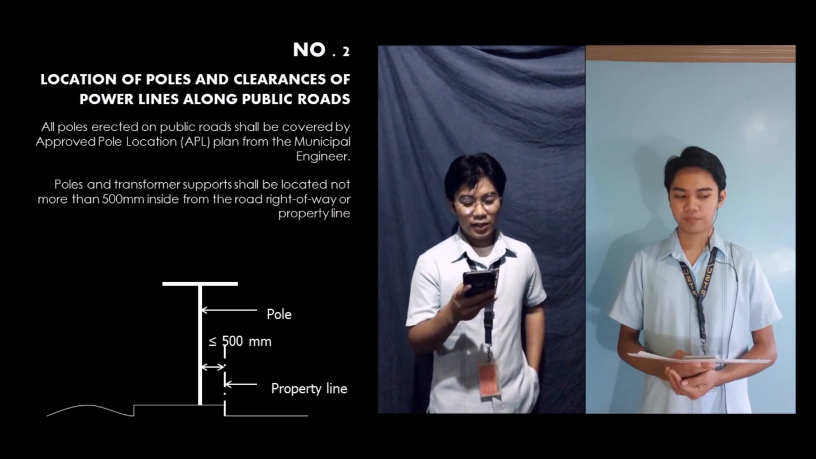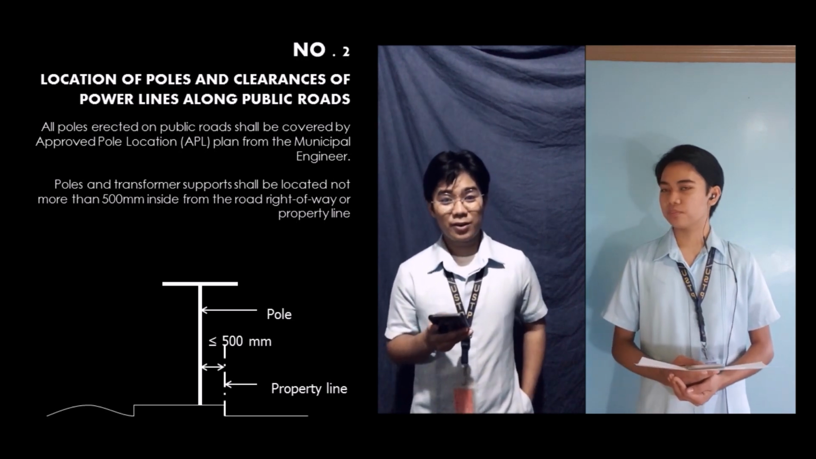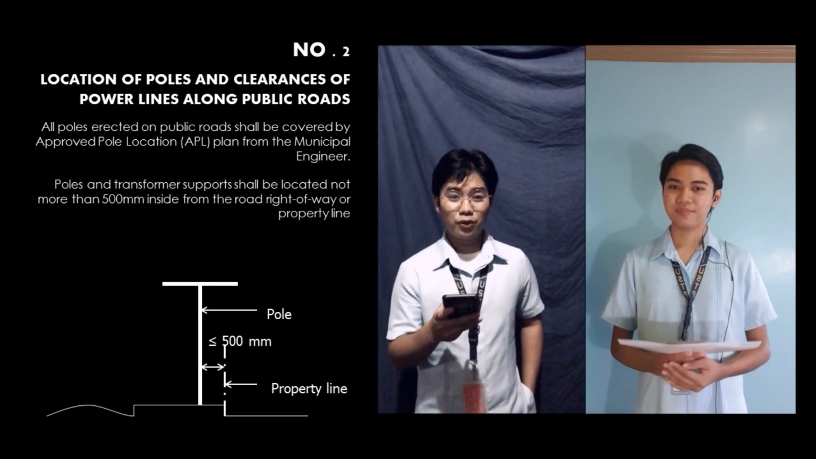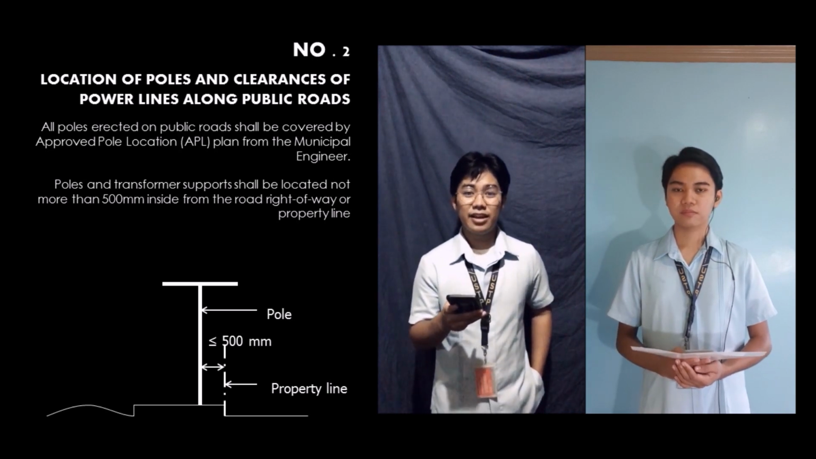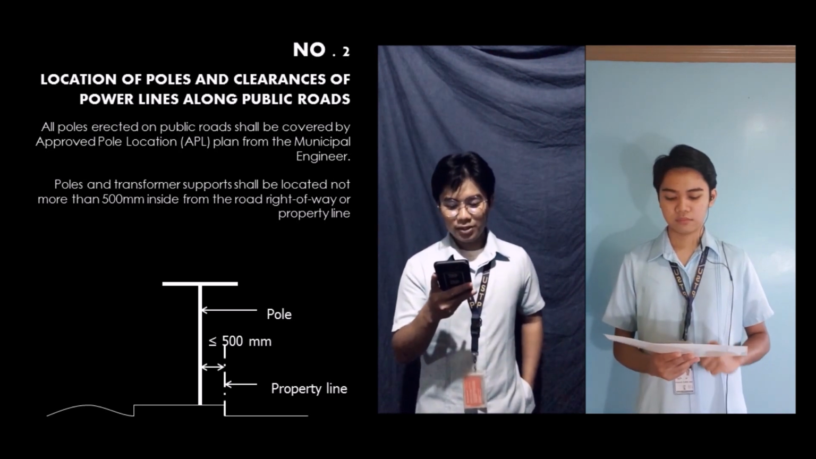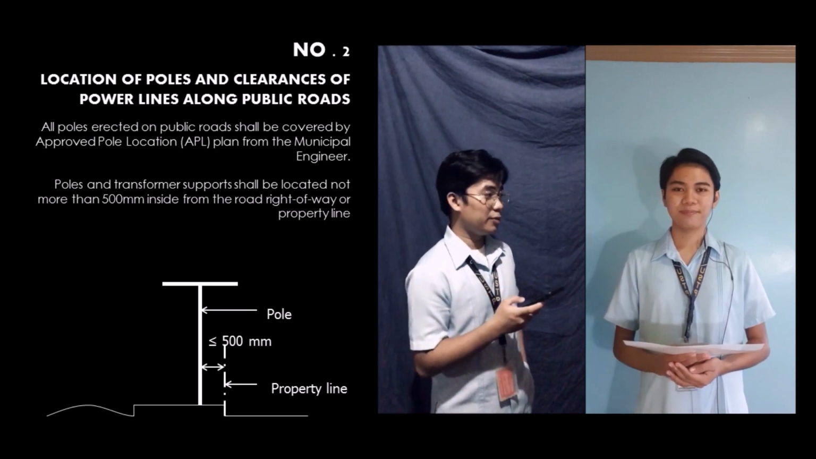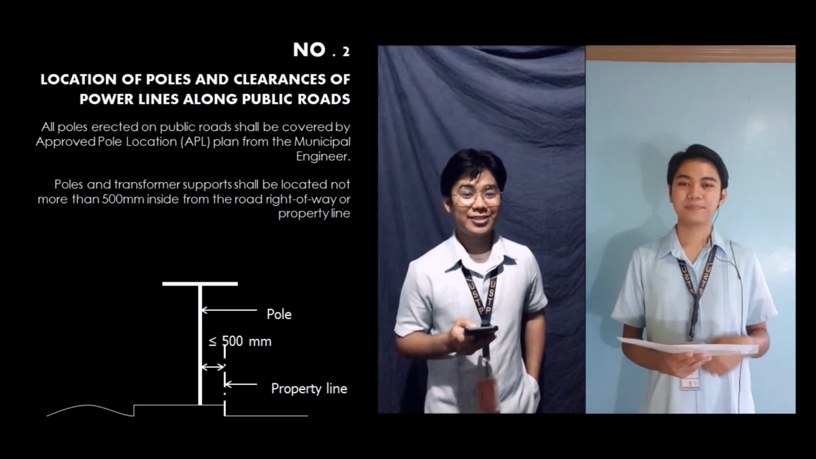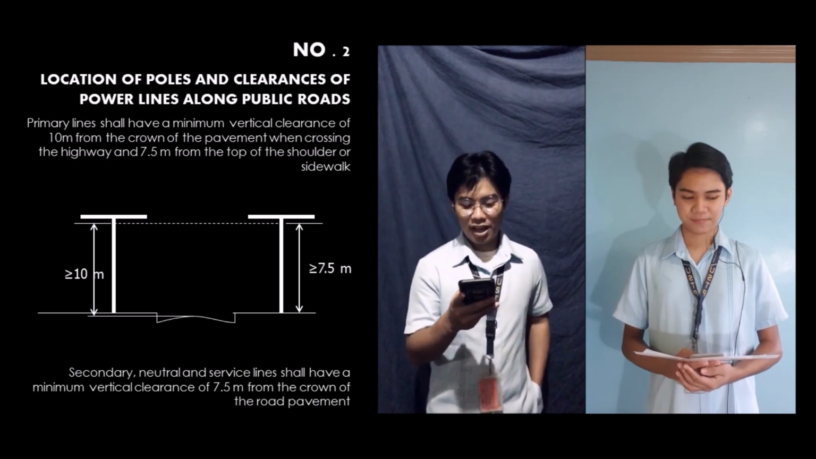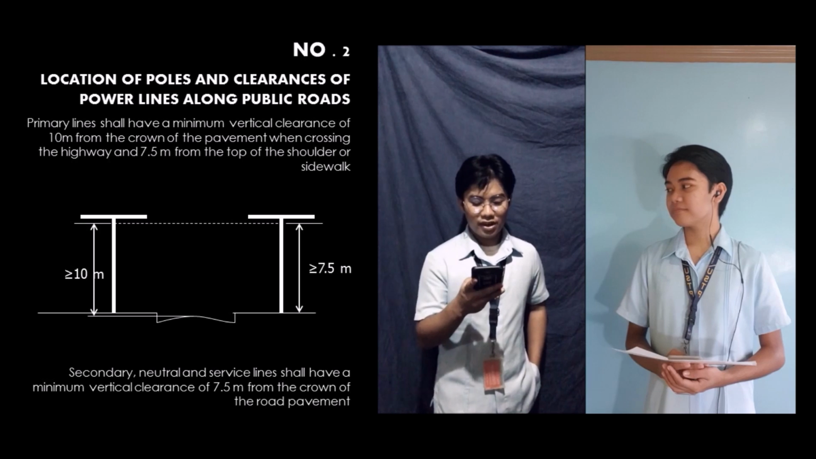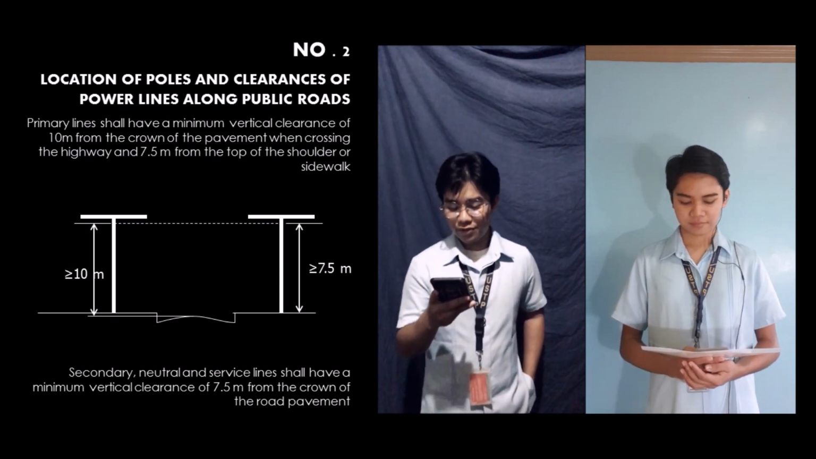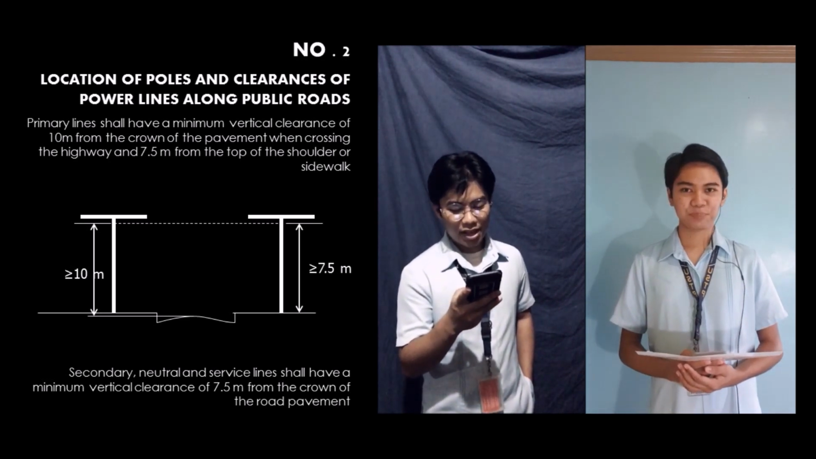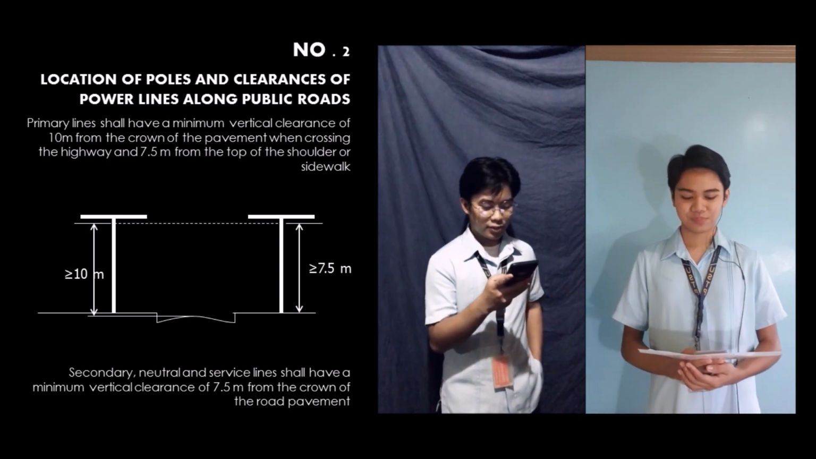The next one is location of poles and clearances of power lines along public roads. It states here that all poles erected on public roads shall be covered by an approved pole location plan from the municipal engineer. You should also note that poles and transformer supports shall be located not more than 500 millimeters inside the road right-of-way or property line, and also should not obstruct pedestrians. We should also remember that primary lines shall have a minimum vertical clearance of 10 meters from the ground of the pavement when crossing the highway and 7.5 meters from the top of the shoulder or sidewalk. Secondary, neutral and service lines shall have a minimum vertical clearance of 7.5 meters also from the crown of the road pavement.